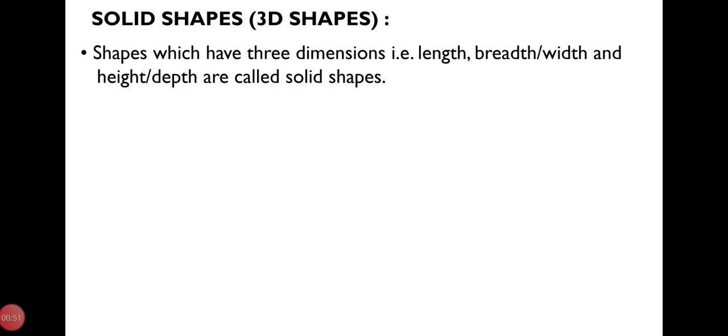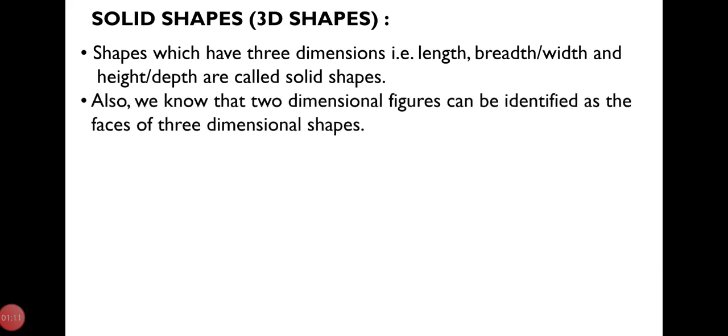So first of all, let us understand what 3D shapes are. Shapes which have 3 dimensions, that is length, breadth or width, and height or depth, are called solid shapes. We also know that 2-dimensional figures can be identified as the faces of 3-dimensional shapes. These 3-dimensional shapes are nothing but a combination of 2-dimensional figures.